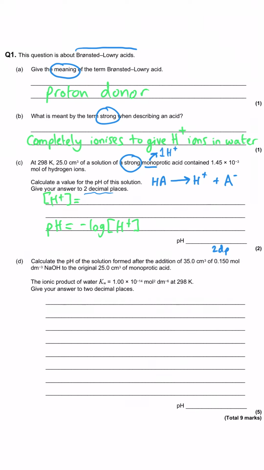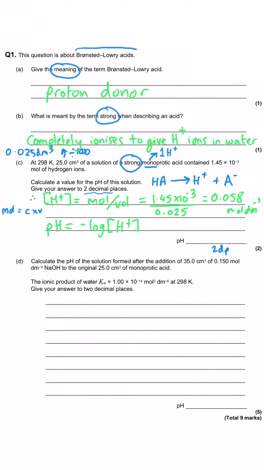Now, on this occasion, we've been given moles of hydrogen ions and we've been given a volume, and since moles equals concentration times volume, we know that concentration will be equal to moles divided by volume. So our moles are 1.45 times 10 to the minus 3. Our volume is 25 cm cubed, which we need to make a little note that we need to convert into dm cubed by dividing by 1,000, because then we put that into the bottom of our expression. And when we run that calculation, we get a concentration of hydrogen ions of 0.058 moles per decimeter cubed.